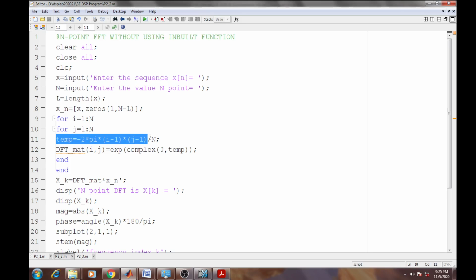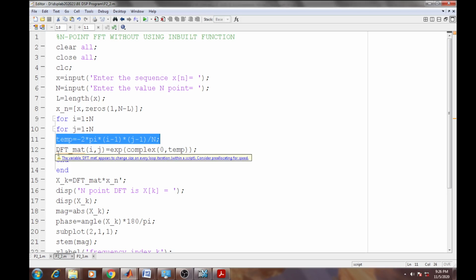Okay, so minus j 2 pi nk, where n and k will be written as i minus 1 and j minus 1, right? And the value n is in the denominator, right? Got the formula? I hope everyone is getting this.